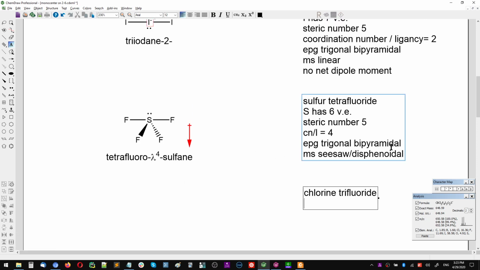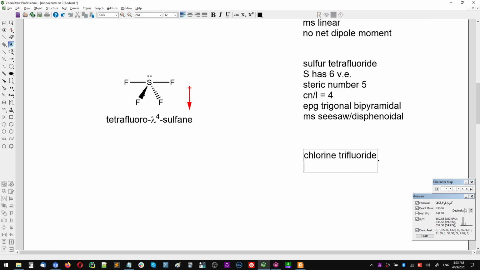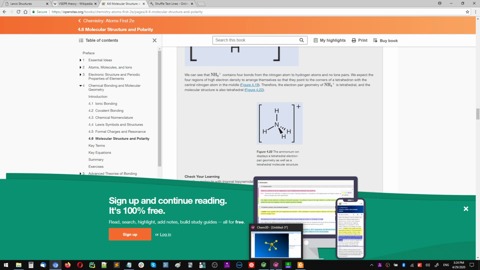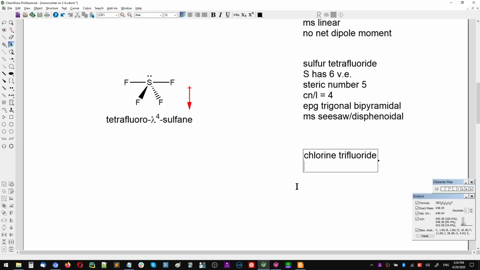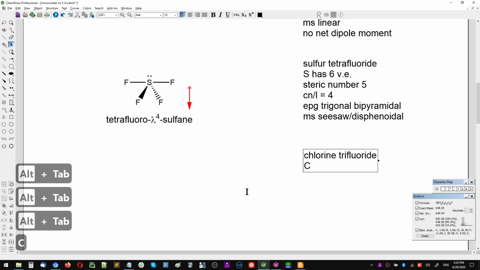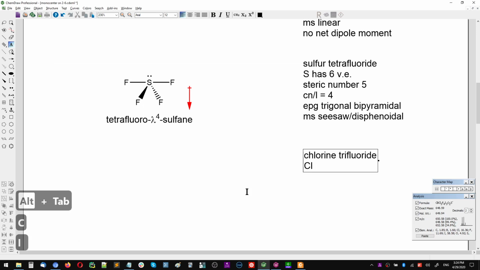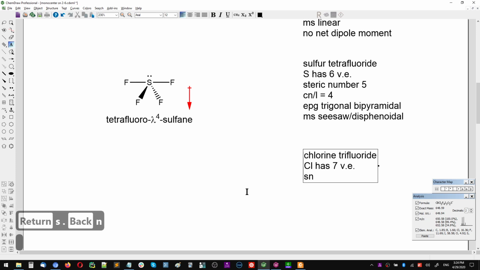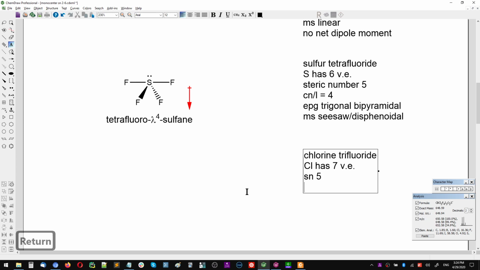Maybe we should also check this one on Wikipedia, because ClF3, yeah. I'm having difficulties with ClF3 and some other shapes. Okay, chlorine has 7 valence electrons. The steric number is, in this case, 5. No, there's something strange here.